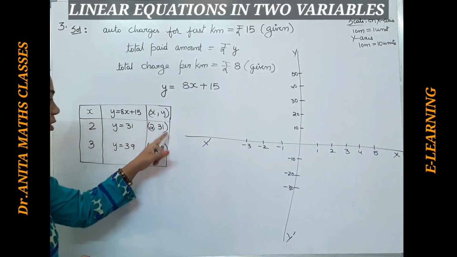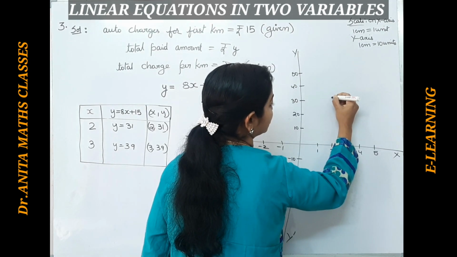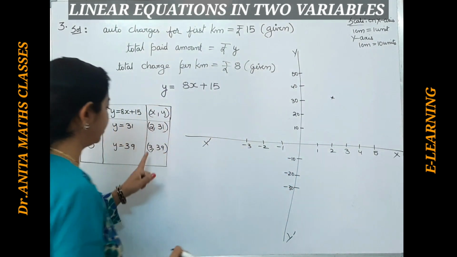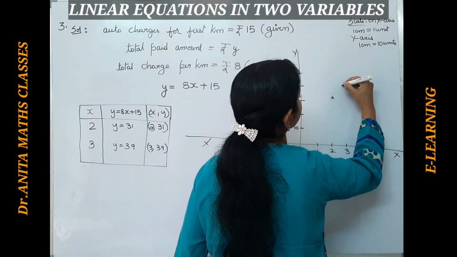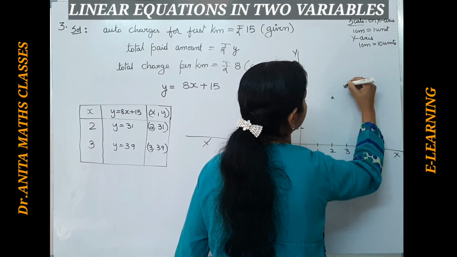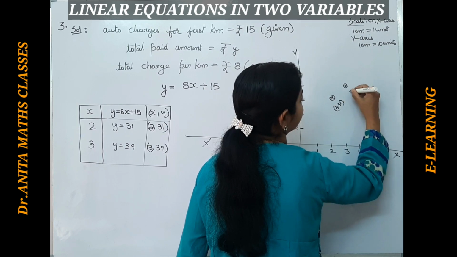Here we will plot 2 comma 31: 2 on the x-axis and 31. Here is 30, just one line above it. Now 3 comma 39: 3 on x and 39, which means just one line below 40. So this comes to 3 comma 39. So we have the points 2 comma 31 and 3 comma 39.